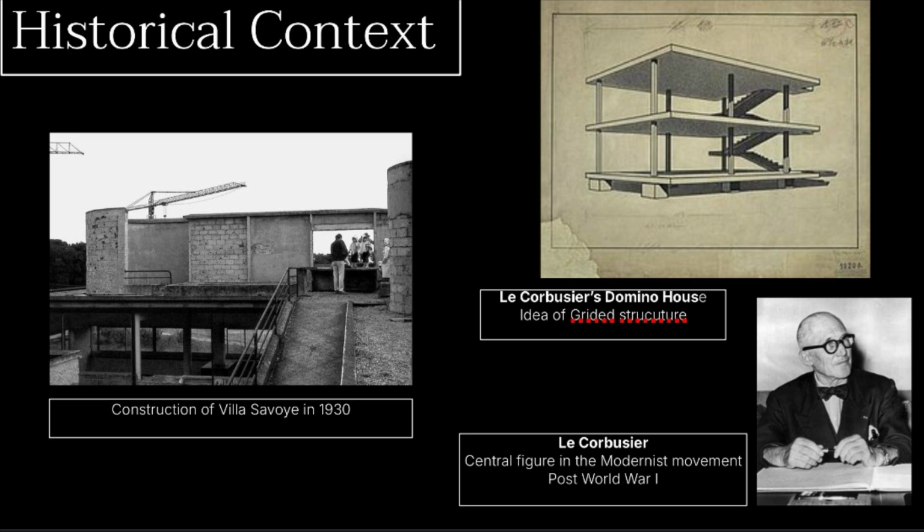This project also demonstrates his 5 points of architecture, including pilotis, a free plan, a free facade, ribbon windows, and a roof garden. These ideas became fundamental to modern architecture. Globally, Villa Savoye helped define the international style and influence residential design throughout the 20th century, making it one of the most important buildings in architectural history.